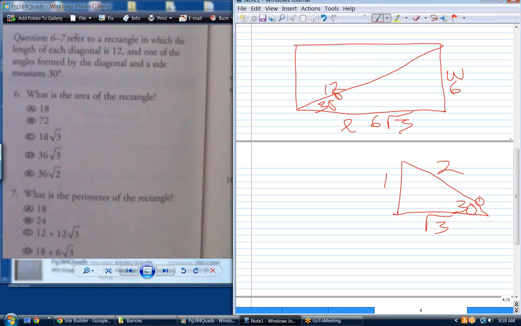Okay, so what is the area of the rectangle? It's going to be 36, well, it's going to be 6 times, let's see, 6 root 3, half of that. Hold on. So it's going to be 18 root 3. Why is it half of that? It's the area. Oh, I'm doing the triangle. Right. The rectangle is the full length times the height. So it's 36 root 3.